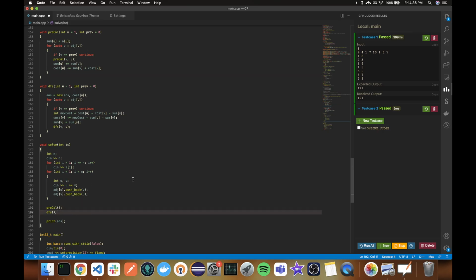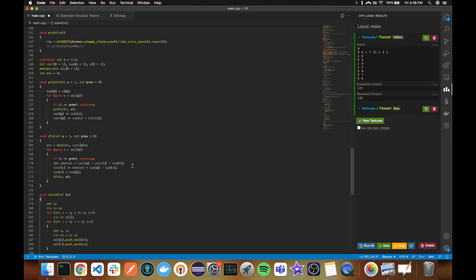Now we do the DFS. Now in DFS, whenever we visit a node, we know that this node's cost has been updated to be the actual cost. So we just check that answer equals maximum of answer and cost U. And then we do the normal DFS thing. And now here we update the cost of the next vertex and then we DFS. Now the reason I'm doing it like this, instead of calculating it somewhere here, is because cost 1 is already calculated, right?